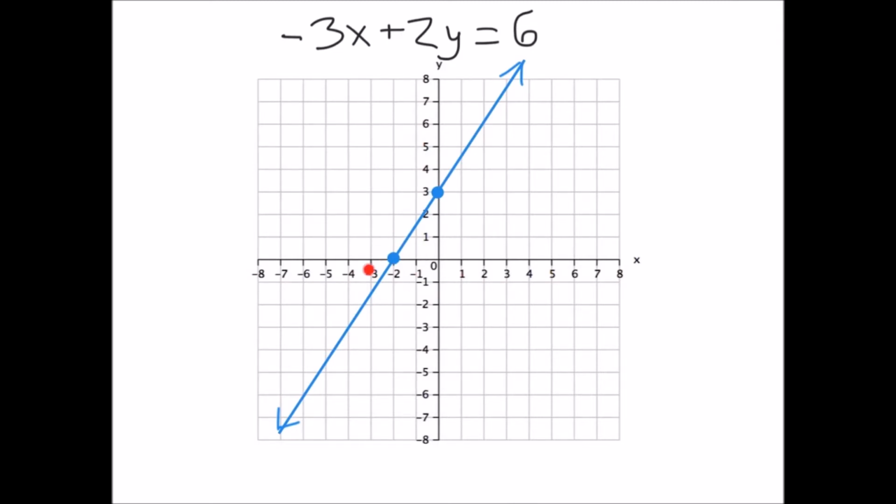So we had negative 2 was our x-intercept. That's technically (-2, 0), because we plugged in 0 for y. And then 3 was our y-intercept. That's technically (0, 3), because we plugged in 0 for x. And if you draw the line through it, you get that graph. So this graph represents this equation of the line.